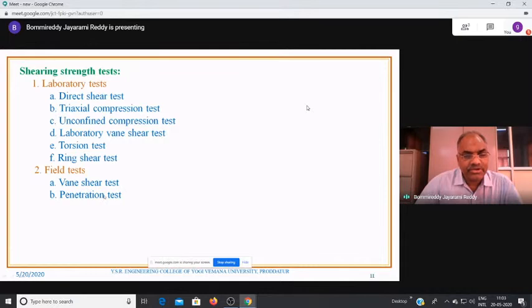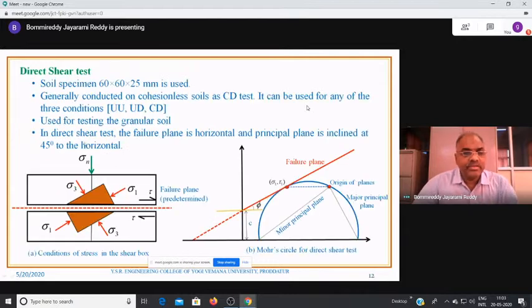And one more is the penetration test. So these are the various tests for finding the shear parameters. Now look at the direct shear test one by one. Here our concentration is more on the basic principle in each and every test, and also the analysis. We are not going to concentrate much on how the test is conducted in the laboratory, etc., which is not that important.